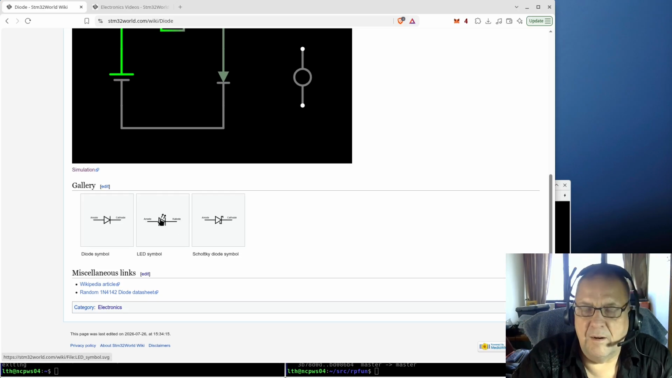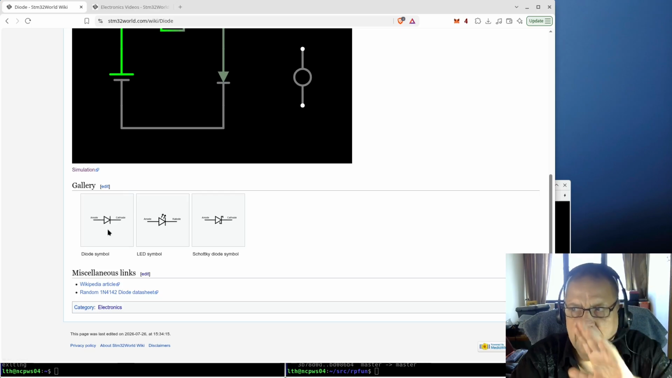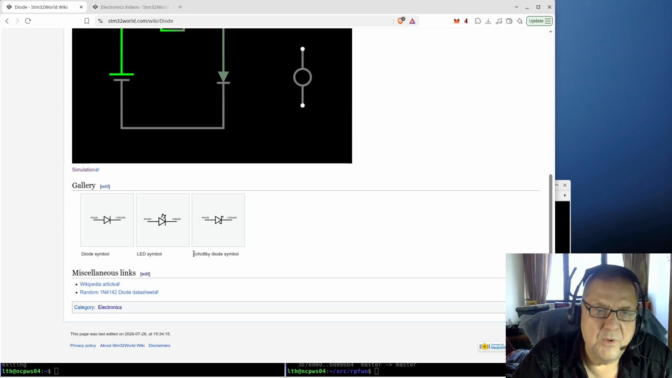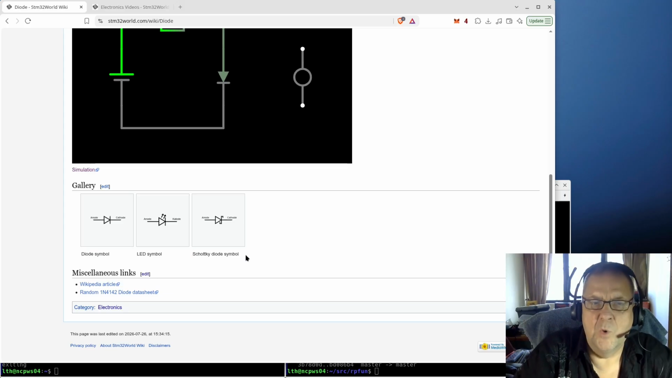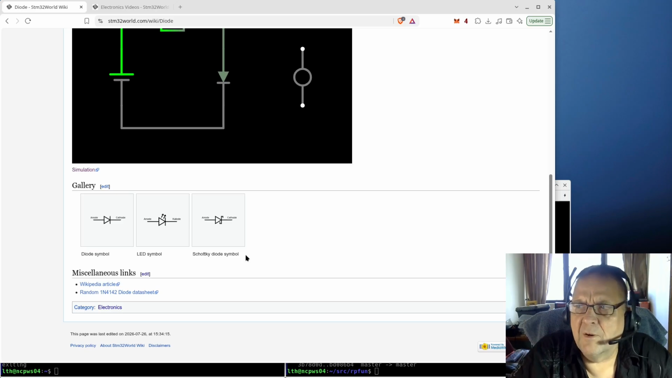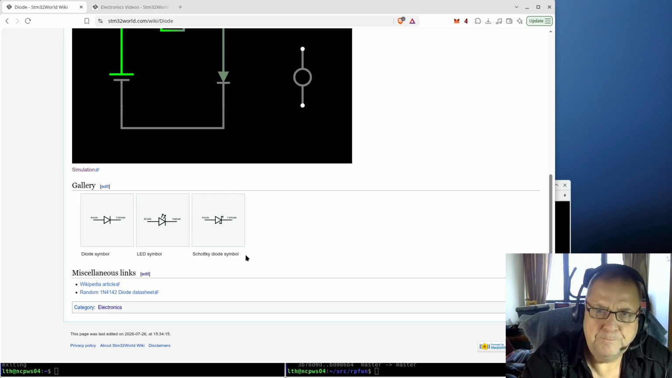Voltage drop over it, where other LEDs will have a voltage drop of 1.5 volt compared to the 0.7 volt, roughly. I mean, it depends on the diode. There's also a type called a Schottky diode. A Schottky diode typically has a lower voltage drop across it, typically in the order of 0.4 to 0.5 volt, but it depends on the actual component. So always look at the data sheet.